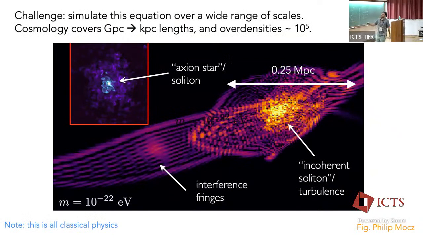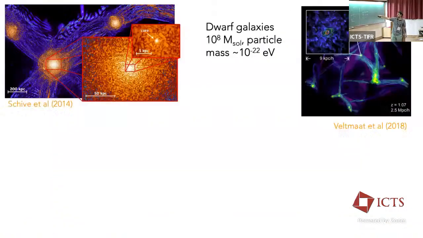Okay, so the challenge is to simulate this equation over a wide range of scales. Here's a snapshot from a simulation of this equation by Philip Mocz, which shows a galactic filament. In this galactic filament, there's a halo at the node. Inside the halo, there's an axion star. And along the filament, there are interference fringes.